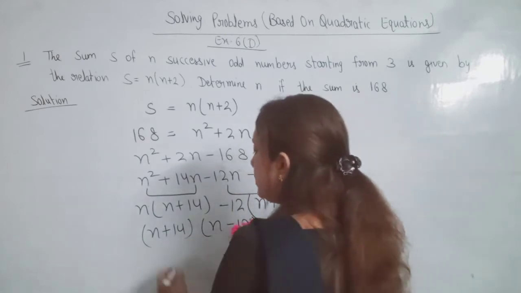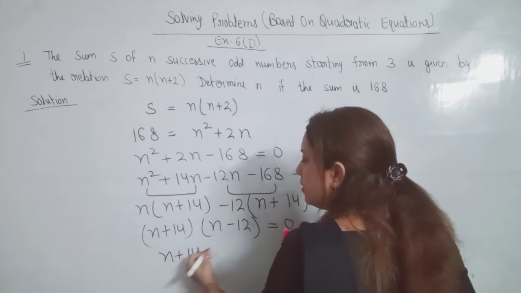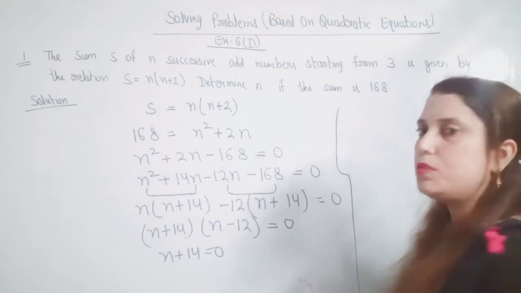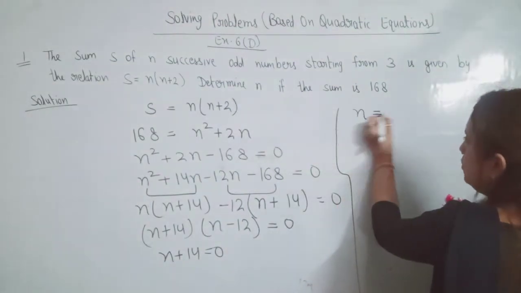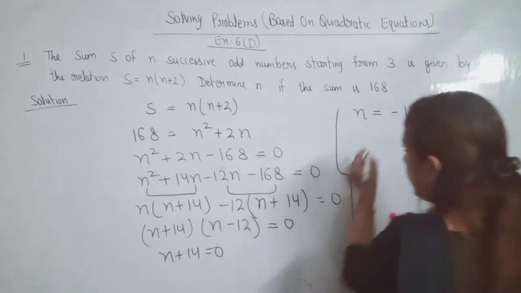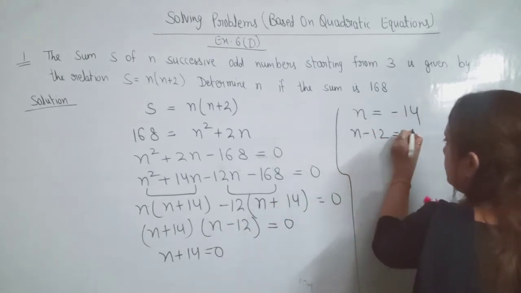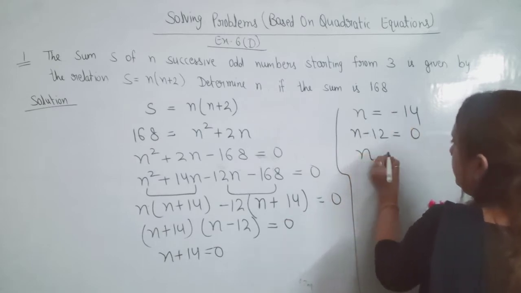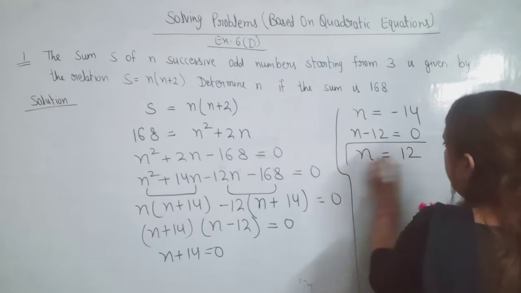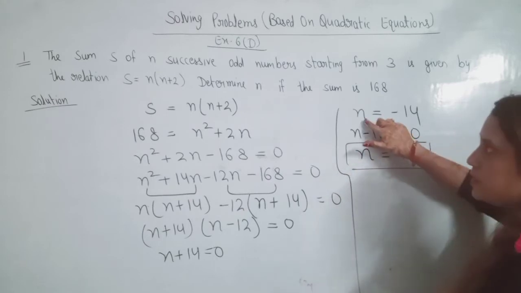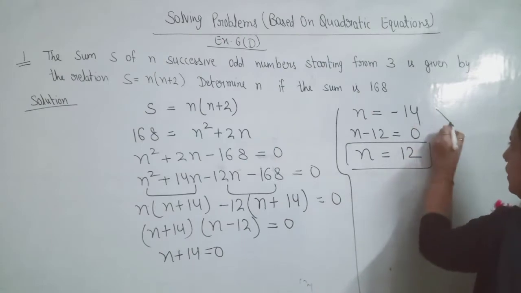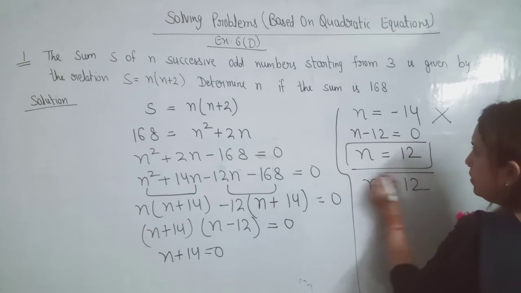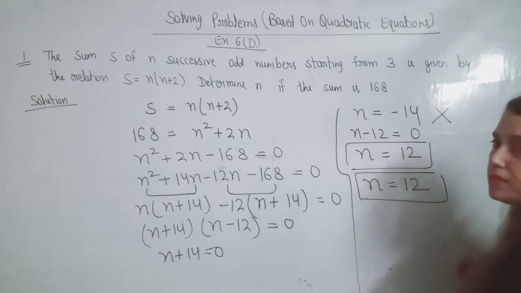When we equate n plus 14 is equal to 0, n is equal to minus 14, and when we equate n minus 12 is equal to 0, n will be 12. The number of terms can't be negative, so we will leave minus 14. The answer is 12. The value of n is 12.